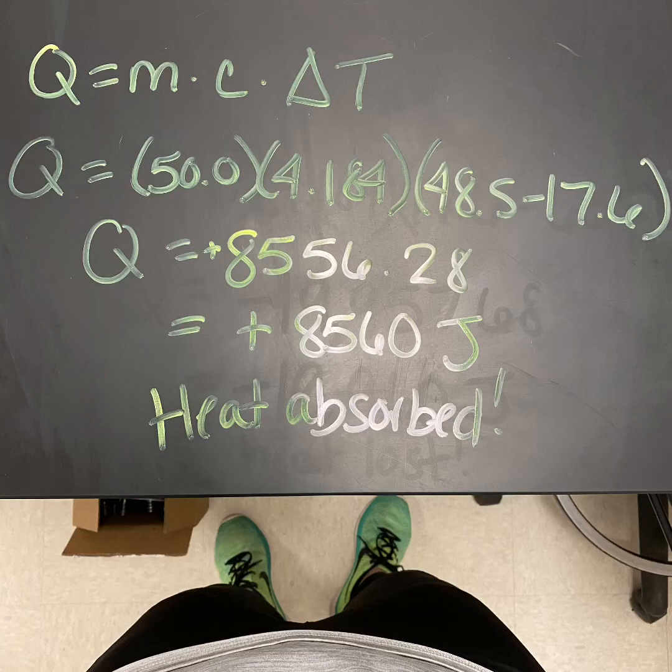Using the Q equals MCΔT equation, I plug in my mass, my specific heat, and my final minus the initial temperature. You should get an answer of 8,556.28, but rounding with the appropriate sig figs, it would be 8,560 joules. Notice that it is positive, which means heat absorbed.